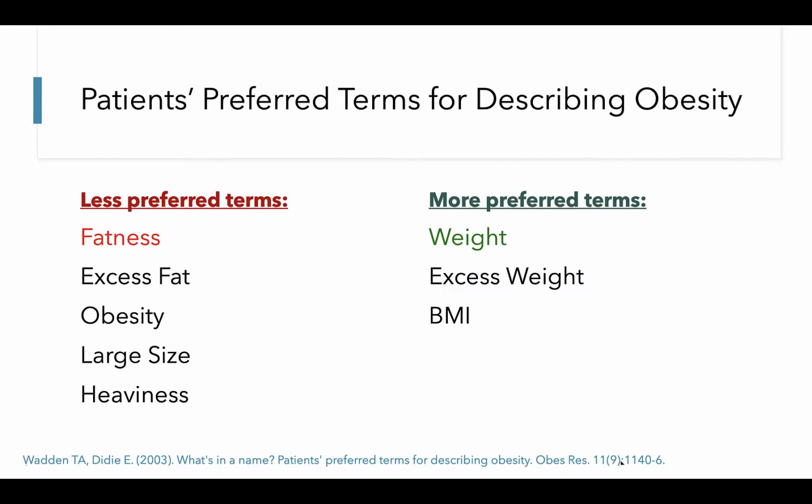In sum, we have clear data showing us the terms patients prefer when discussing their weight. You may have already noticed that the more preferred terms were somewhat more neutral terms like weight, excess weight, or BMI. In contrast, the less preferred terms may have more emotional context around them, which may be triggering for patients, especially if they've experienced stigmatization and discrimination based on their weight. This means that in your practice, you can be mindful to use terms like weight, excess weight, or BMI when broaching the topic of weight with a patient, and avoid using terms like fatness.